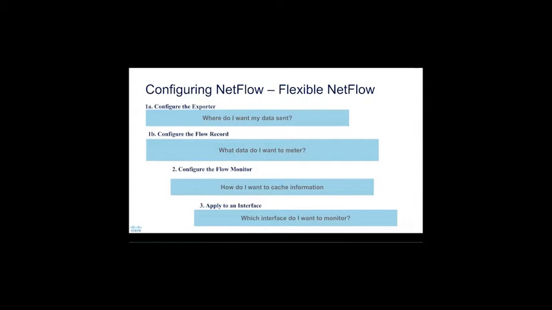So here we have 4 steps. The first 2 are labeled 1A and 1B. The reason they're both step 1 is because they're both global commands and they can happen in either order. You could actually configure B before A or A before B. It really won't matter. So the first thing we're going to talk about here with 1A is configuring the exporter.